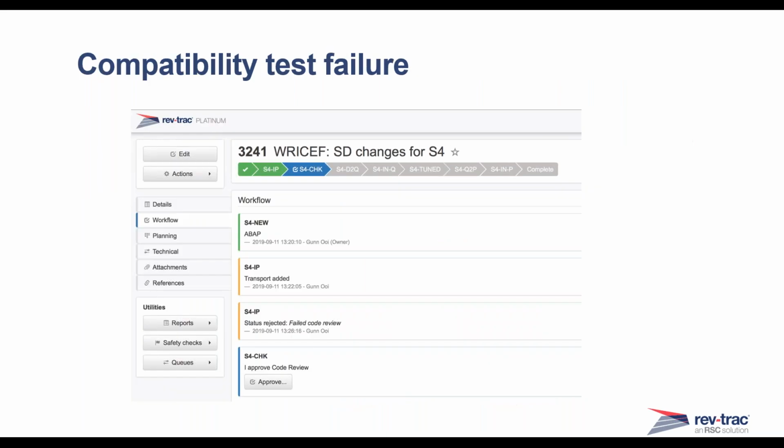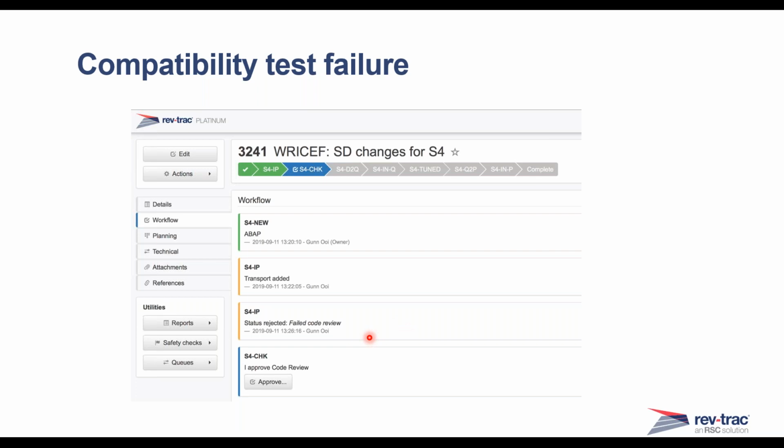So at a particular point in the process, there will be an approval required that will state, yes, this particular RICEF, the objects within it are compatible. They've passed our compatibility test. We're happy with that. But in this particular case, this was rejected. We can see here that the status was in fact rejected. It failed its code review, and so when this happens, it then goes back to in development.